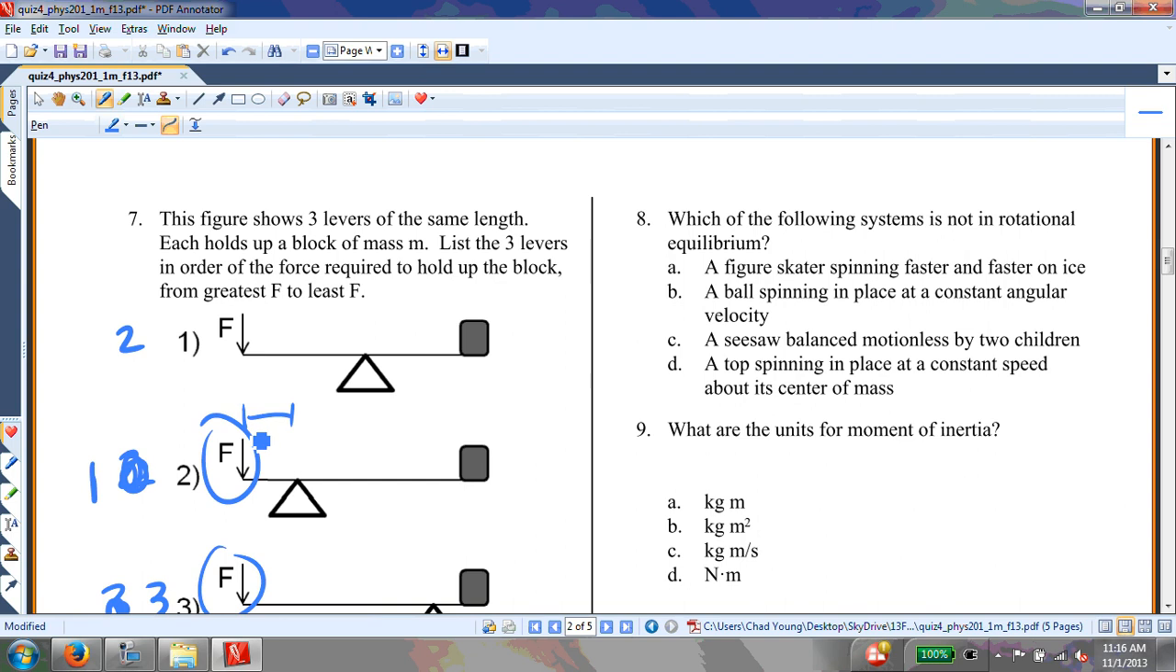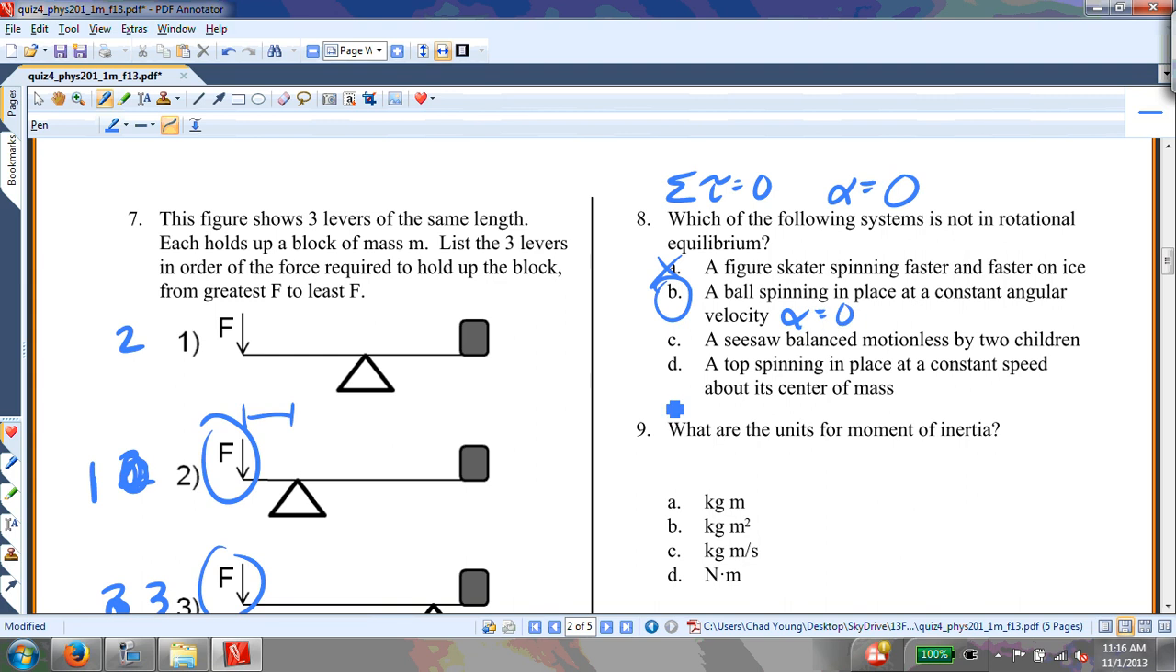Which of the following systems is not in rotational equilibrium? All right, rotational equilibrium means that the sum of the torques will equal 0, and also because of that, the angular acceleration will equal 0. Figure skater spinning faster and faster on ice. That is not in rotational equilibrium. It has an angular acceleration greater than 0. Ball spinning in place at a constant angular velocity. All right, that one is in equilibrium. Constant angular velocity means that alpha equals 0.